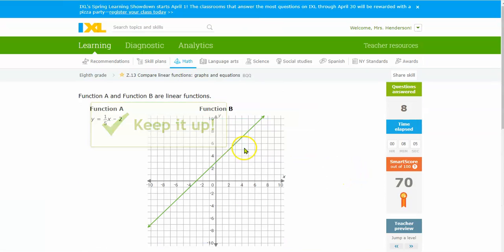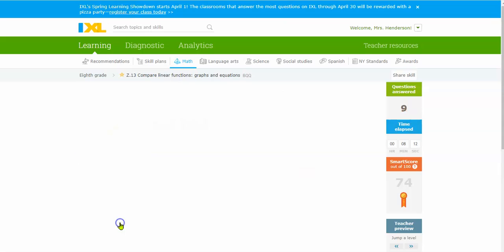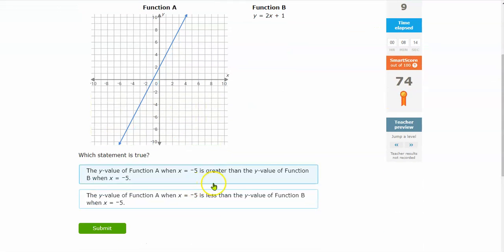I'm just going to choose anything to try and get to another question. The y-intercept of function A is less than. I want to get to another question. There we go. All right, let's do this again.